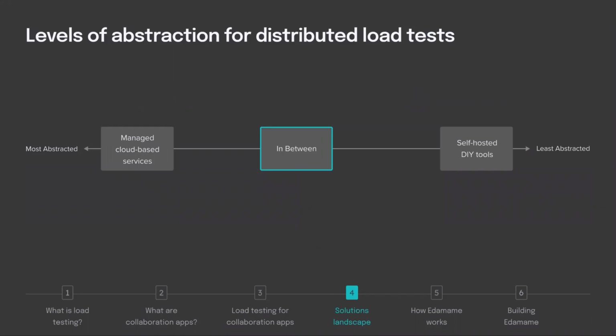So what happens if you want the best of both worlds? You want a solution that manages many of the complexities of building and running a load tester, and at the same time, you want the advantages of self-hosted DIY tools, like data ownership or custom configurations. This is where you would want to use something in between. Now, there are a few variations of this, but one of them is when companies use licensed or open source solutions that they host themselves. And ultimately, this is the space Edamame belongs in.